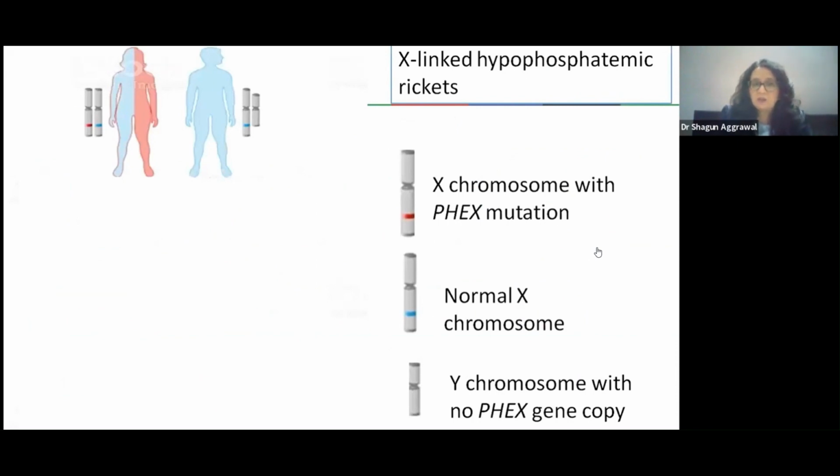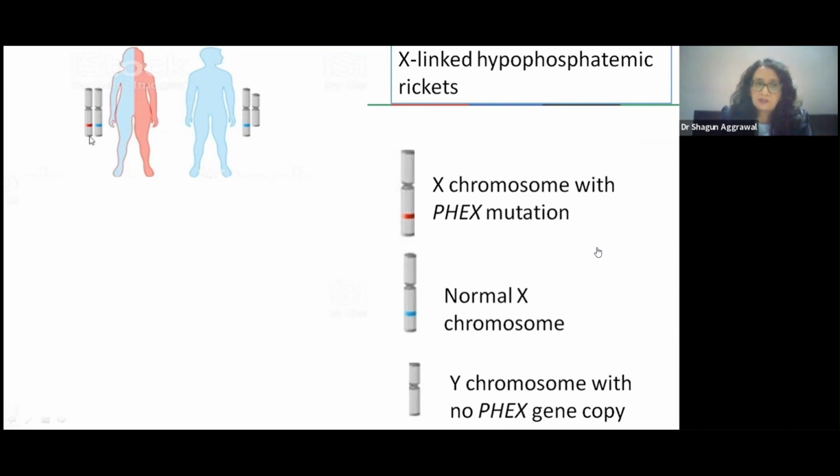So let's now move on to another type of X-linked inheritance, whereby you can have manifestations in females. Basically here we are talking about conditions which are dominant, which manifest even with a heterozygous mutation. So one such condition is X-linked hypophosphatemic rickets. So here we have a lady who is affected with this condition. This is basically an X-linked dominant condition.